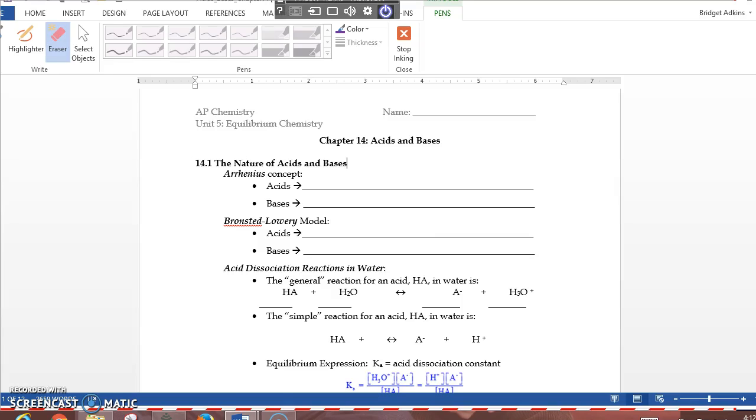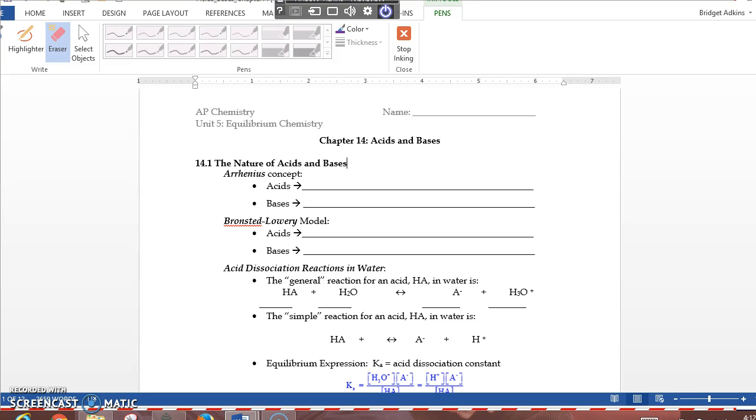This screencast is going to focus on the first 4 sections of Chapter 14, which gets us into equilibrium chemistry based on acids and bases. So the first 4 sections are actually review from first-year chemistry, which is why we're treating this as a review, and you're completing the notes outside of class.